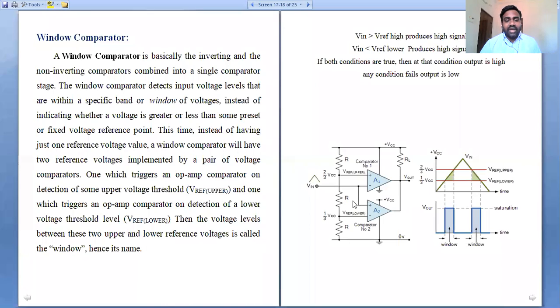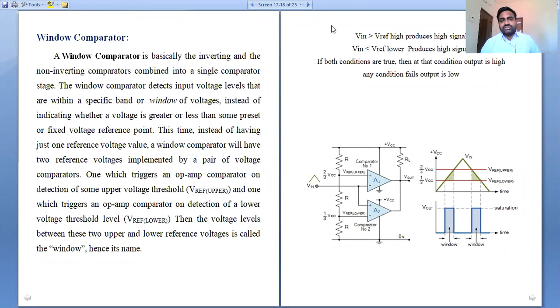By analyzing the window comparator, we are saying that a window comparator is a single stage comparator with an inbuilt operation of an inverting comparator and a non-inverting comparator. Previously we compared a single input voltage with a single reference voltage, but here we are comparing the input voltage with two reference voltages.